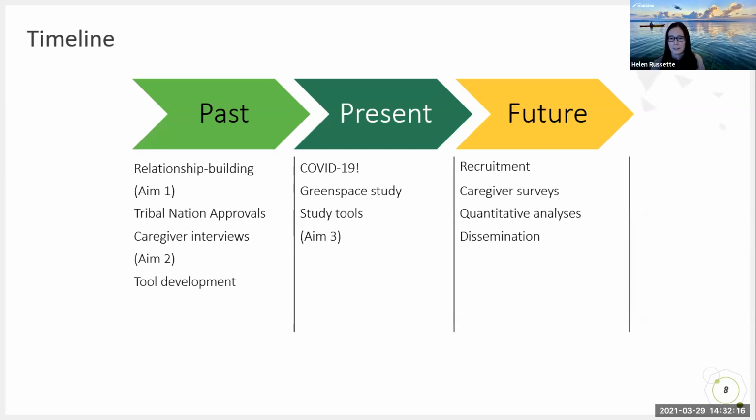And so for present, as you know, COVID-19, coronavirus disease 2019 happened. It put a pause on almost all of our research, but fortunately, we were able to do a separate study on one of the resilience measures, that being the natural environment, green space. So I'll talk a little bit about that today. We are able to identify and finalize our study tools for this current study.